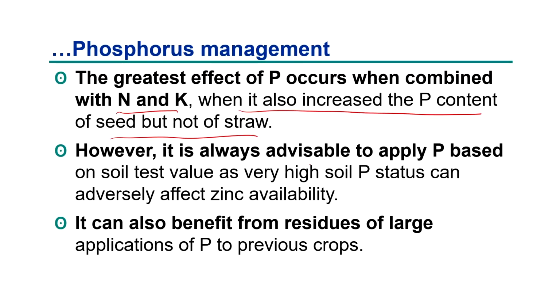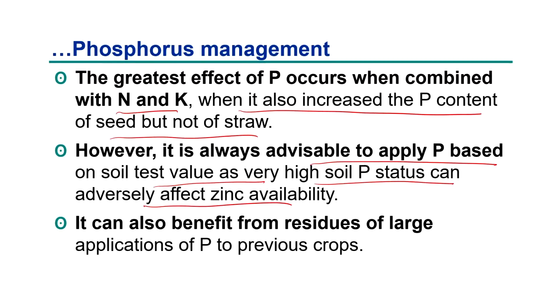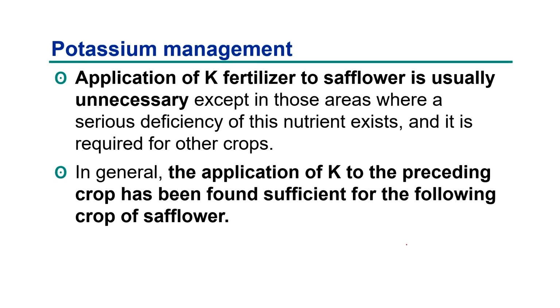However, it is always advisable to apply phosphorus based on soil test value, as very high soil phosphorus status can adversely affect the zinc availability. If the proportion of phosphorus and zinc is not right, they can affect each other's availability. If phosphorus is in excess, it will depress the availability of zinc, and if zinc is in excess, it will depress the availability of phosphorus. The crop can also benefit from residue of large applications of phosphorus to previous crops.